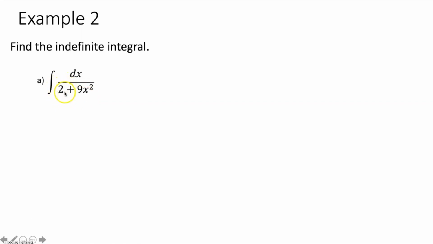So the square root of 2 is going to be a. Over here, this is supposed to be u squared. So the question is, what is u equal to? What do I have to square in order to get 9x squared? Well, that would be 3x. So this is now in the form a squared plus u squared.